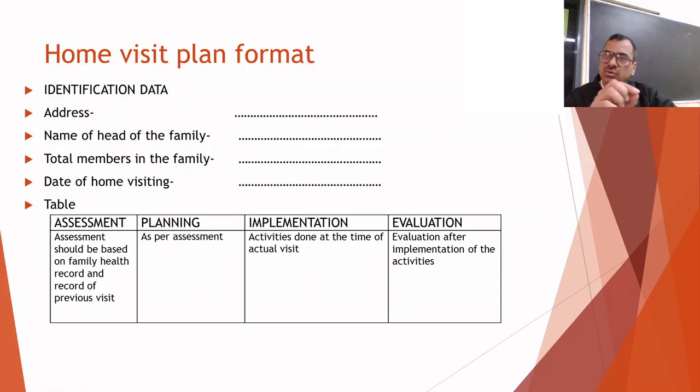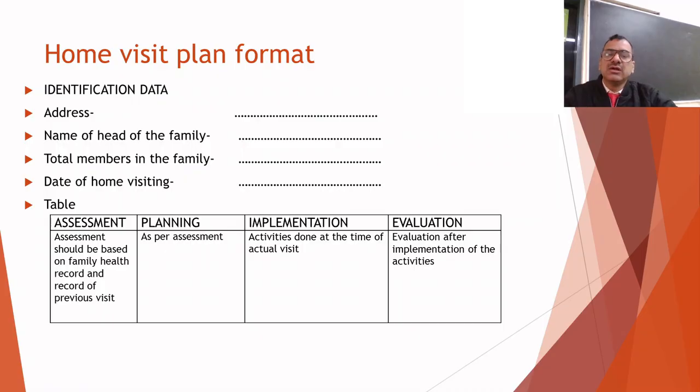Okay, about the antenatal case, and the senior citizen having a disease, this we will assess from our records, and accordingly we will make a plan of what we will do. For the antenatal mother what we will do, and for the senior citizen having a disease what we will do, we will write in the planning column. Okay, these two columns we will keep empty and fill after visiting the family.